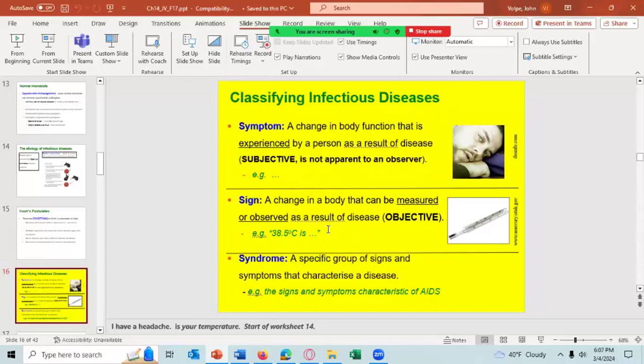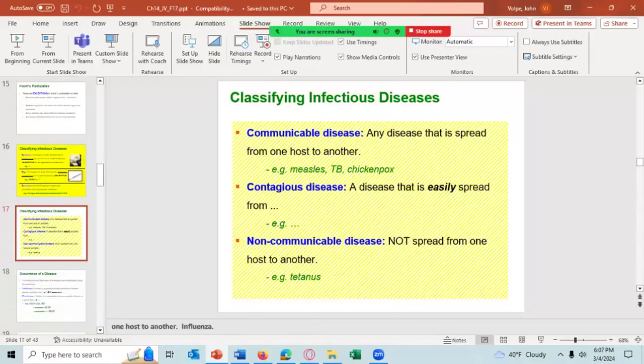A syndrome is a specific group of signs or symptoms that characterize a given disease, such as the signs and symptoms characteristic of AIDS. A communicable disease is any disease that can spread from one host to another. Examples: measles, tuberculosis, chickenpox are all communicable diseases.